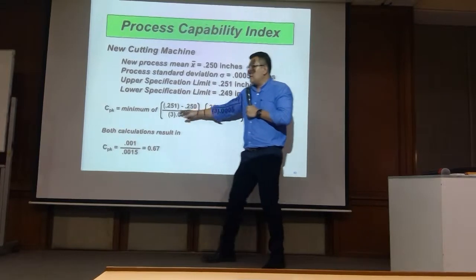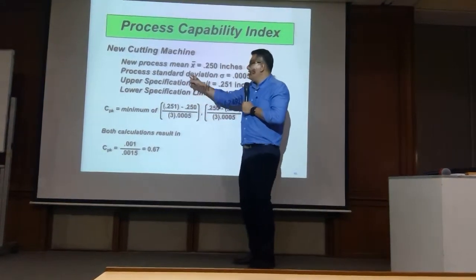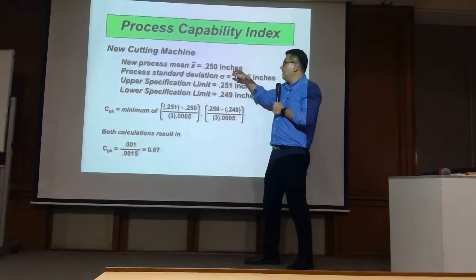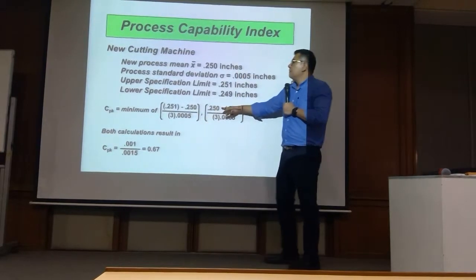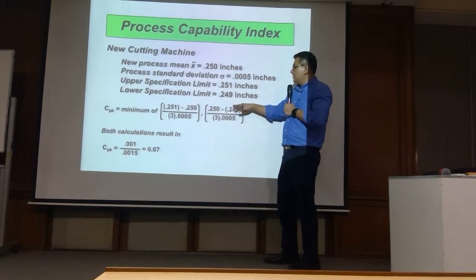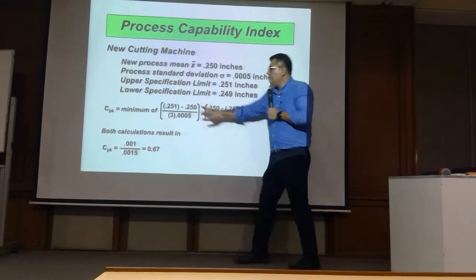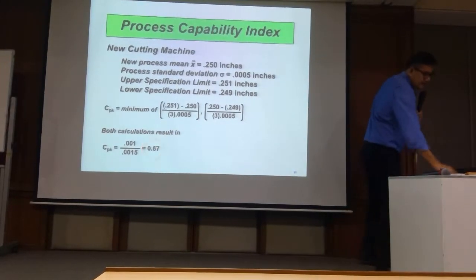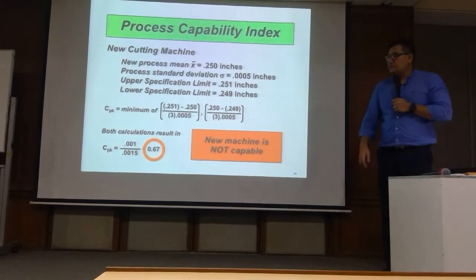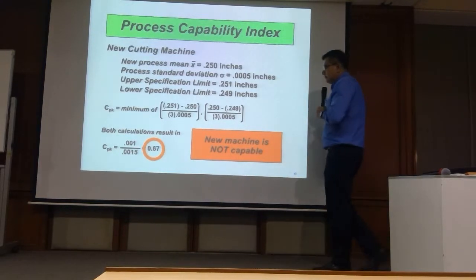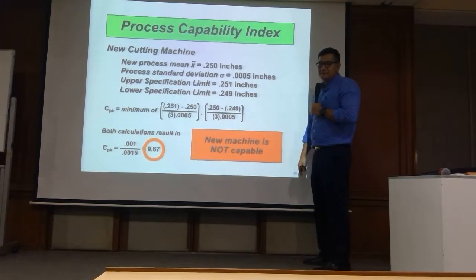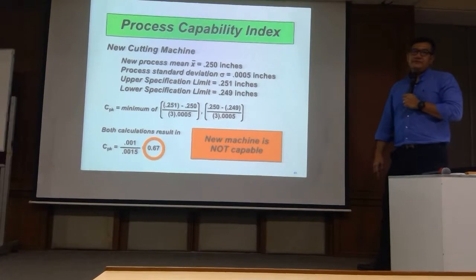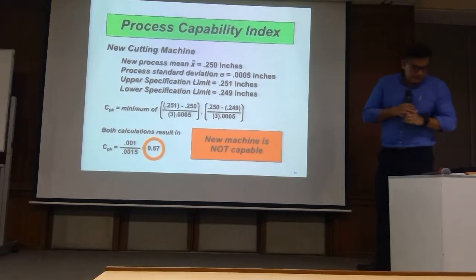So if you apply the process capability index, right? Upper spec 0.251 minus mean 0.25 divided by 3 standard deviations, and mean 0.25 minus lower spec 0.249 divided by 3 standard deviations. You have both of these two values equal. In this case, you have around 0.67. That's less than 1 or 1.33 whatsoever. Normally I use 1.33, generally both of them. So then it's not capable. Right. So nothing much here.